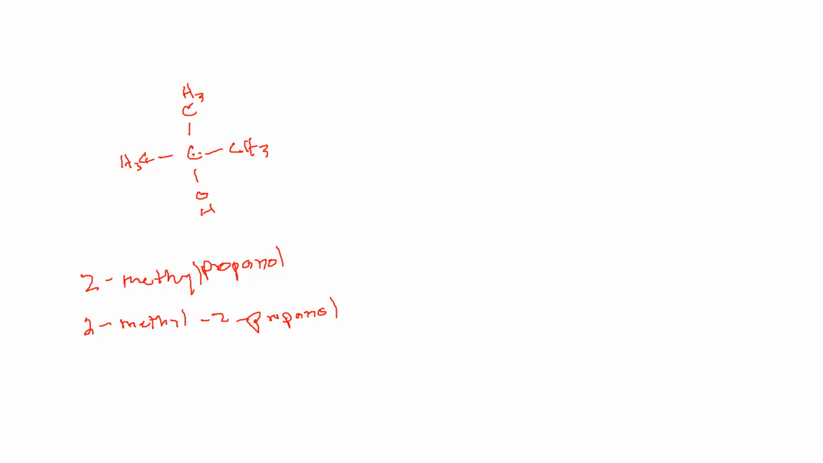Well, again, the longest chain is 3 carbons. But we do have to tell the person where our hydroxyl group is. It's on the second carbon, and so is the methyl group. So 2-methyl 2-propanol, and this would be a tertiary alcohol, because the carbon that is attached to the hydroxyl group is attached to 3 other carbons.